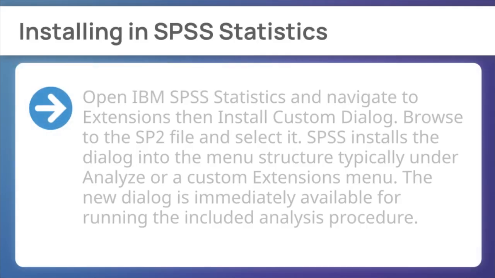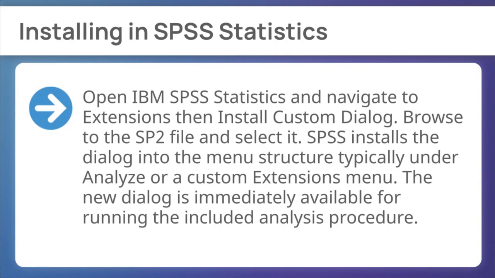First, installing in SPSS Statistics. Open IBM SPSS Statistics and navigate to Extensions, then install Custom Dialog. Browse to the SP2 file and select it. SPSS installs the dialog into the menu structure, typically under Analyze or a Custom Extensions menu. The new dialog is immediately available for running the included analysis procedure.